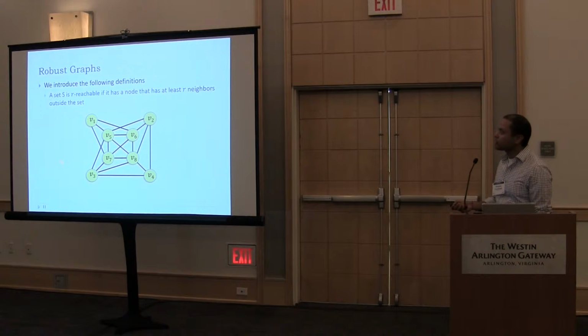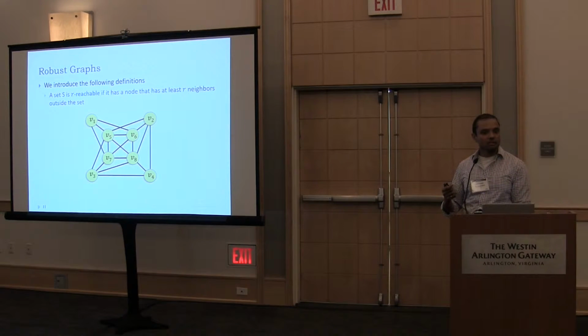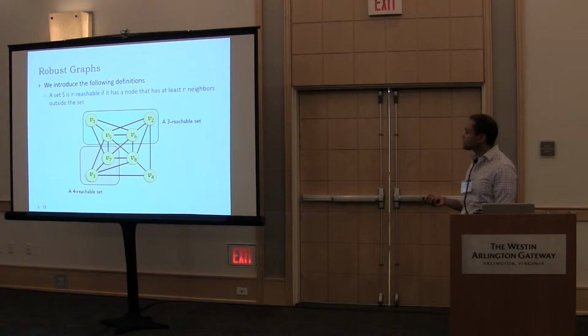So if I give you a graph, and I give you a set of nodes S, we're going to say that that set S is R reachable if it has a node inside the set that has R neighbors outside that set. Okay? Just to illustrate, this green set here is 3 reachable because it has a node, B5 in this case, that has 3 neighbors outside the set. Similarly, this orange set here is 4 reachable because it's got a node, B7 in this case, that has 4 neighbors outside that set.